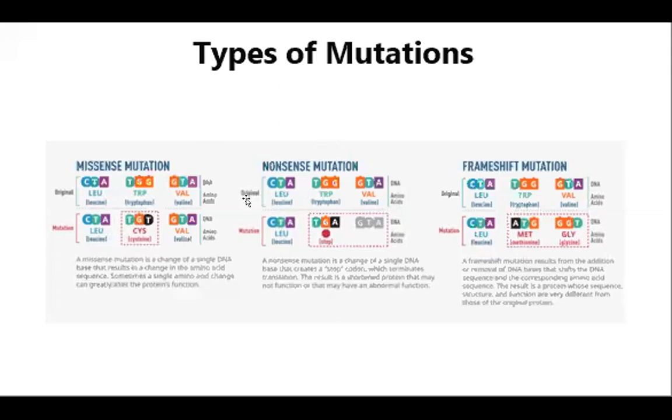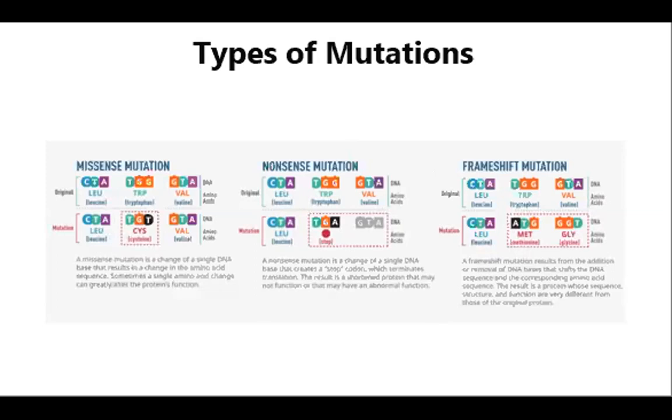Now, the nonsense mutation also involves a single alteration of the DNA base pair. However, in the case of nonsense mutation, the single change results in the production of a stop codon, thereby terminating protein synthesis prematurely. As a result, there is an incomplete protein formed that may or may not function. As such, it is known as nonsense mutation. And lastly, we have what we call the frame shift mutation.